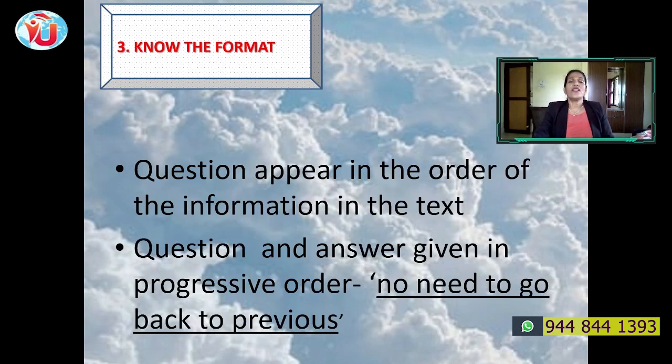Then, the question and answer are given in progress order. It is good for us so that we need not go back to the previous one. As I told you, there are questions which follow the sequence. So definitely the answers also follow in the same sequence, so that you need not turn the pages, go back, go front. That is not required.